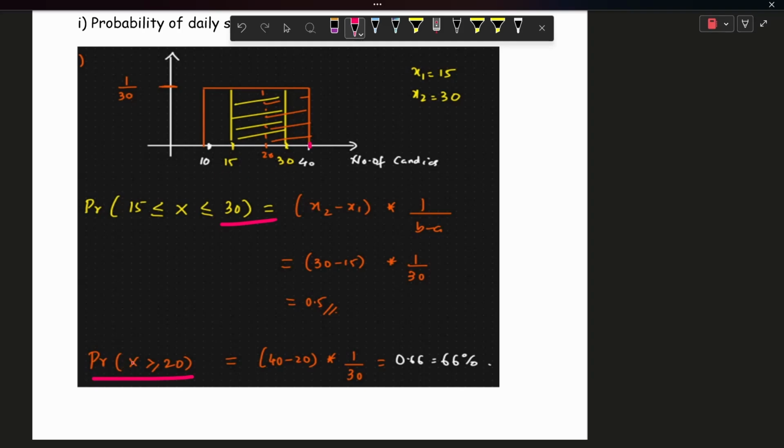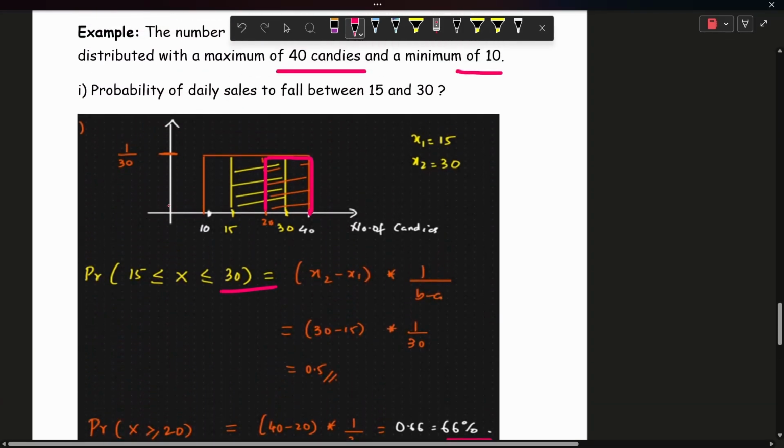What is the probability that x is greater than 20? We can find it using the same formula. Here we have to calculate this part, that is 40 minus 20, x2 minus x1, times 1 by b minus a, which is 40 minus 10, the actual range of the distribution. We get 66%. So there's a 66% chance of selling more than 20 candies a day. Using this distribution and calculating these probabilities, we can also have a chance of increasing our sales and getting more profits.